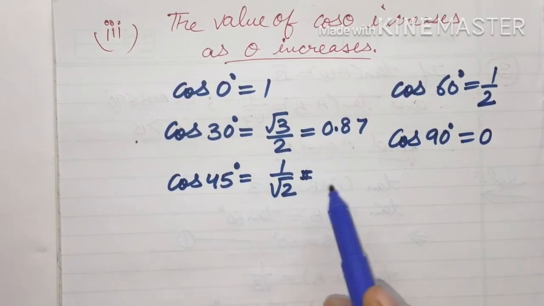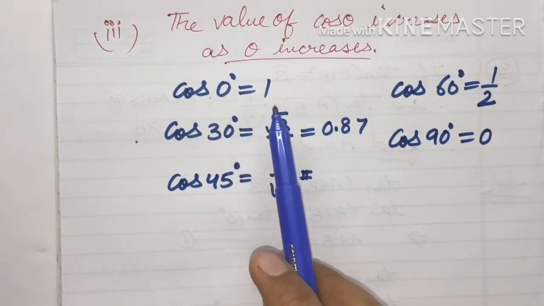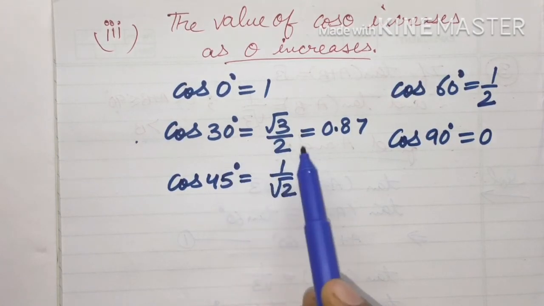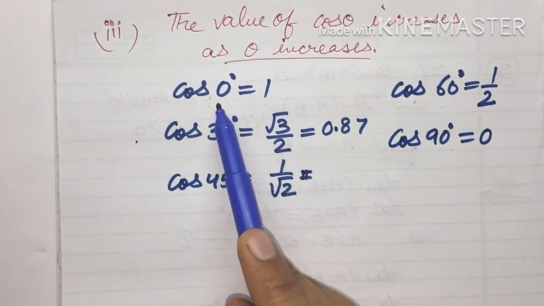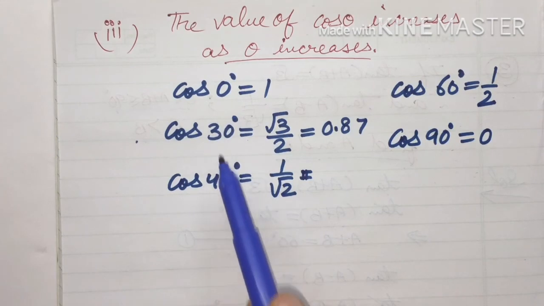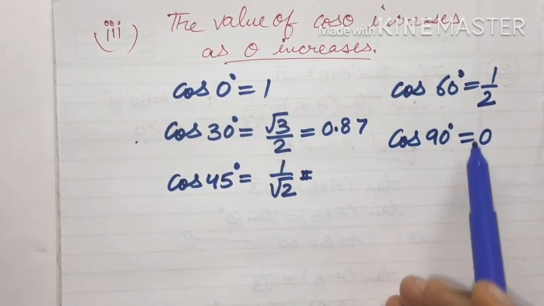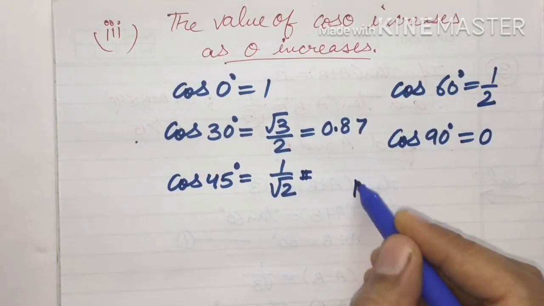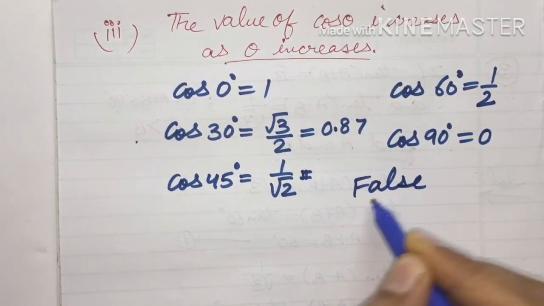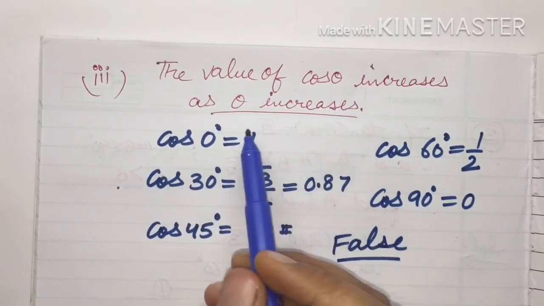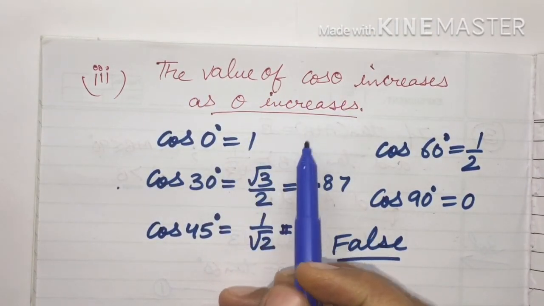As we can see from these different cases, the value of cos theta is decreasing as theta is increasing. If we increase the value of this angle 0, 30, 45, 60, 90, these values are going down. So this case is false. So it is not true that the value of cos theta increases as theta increases.